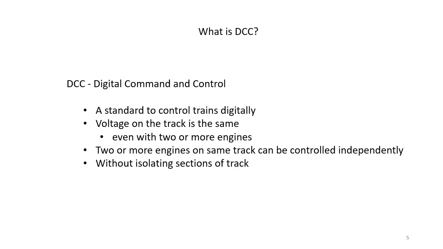With digital command and control, however, the situation becomes much simpler. The same voltage or the same signal is applied to the entire length of the track. All of the track contains the same signal. There might be some scenarios where some sidings or sub tracks could have different voltages, but on the whole we can ignore that in this discussion. So the voltage is the same all along the track, even if there is more than one engine on the track. And each of the engines, 2, 3, 5, 10 of them, can be controlled independently of each other without isolating different sections of track.